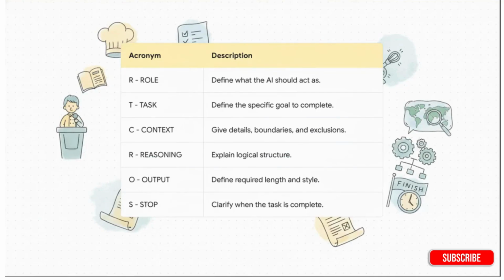And for that structure, here is your new secret weapon, the RTCROS framework. Just think of it like a simple recipe for the perfect prompt. You give the AI a role, a specific task, all the necessary context, the type of reasoning it should use, the output format you're looking for, and finally, a clear signal to stop. If you can burn this framework into your brain, you're going to get great results every single time.